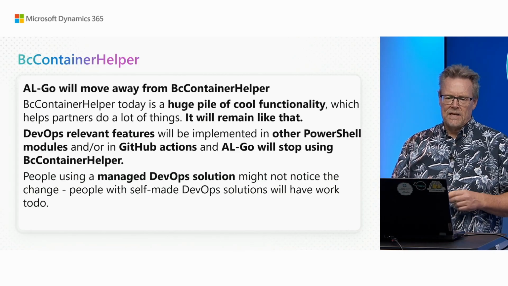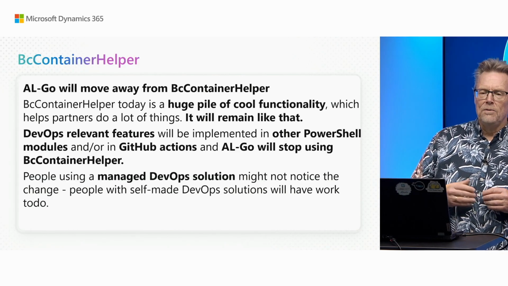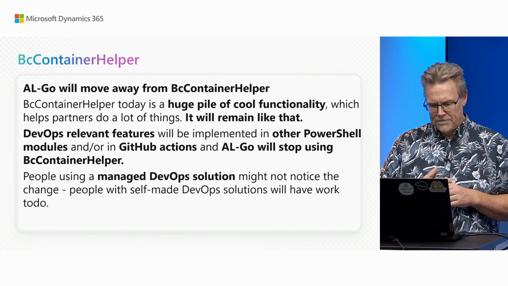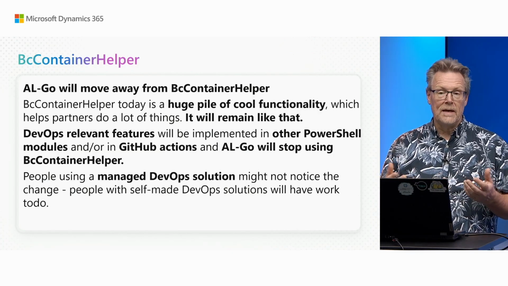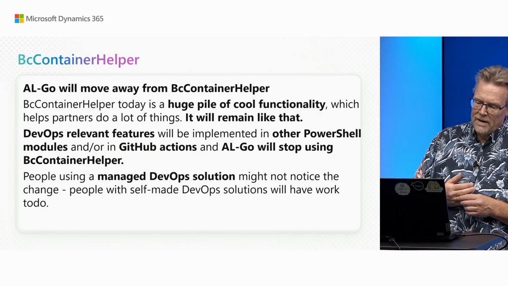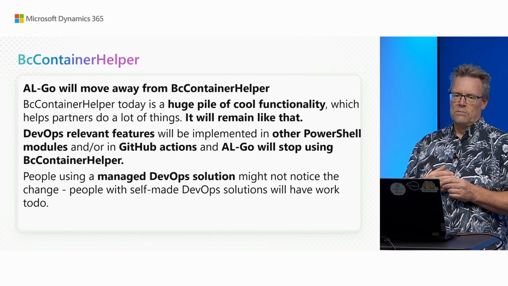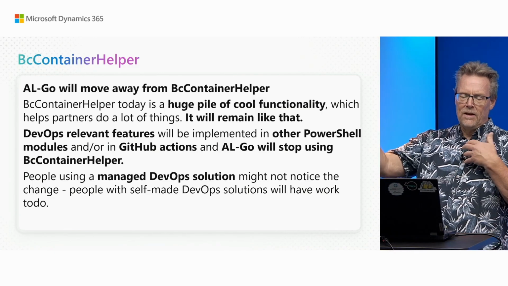If you're using a managed DevOps solution, if you're using AL Go for GitHub, you might not even notice this change. If you are using a self-made DevOps solution, you will have work to do. The commands in a new PowerShell module will not be compatible with the commands from BC Container Helper. And at some point in time, BC Container Helper will no longer be supported and will stop working.